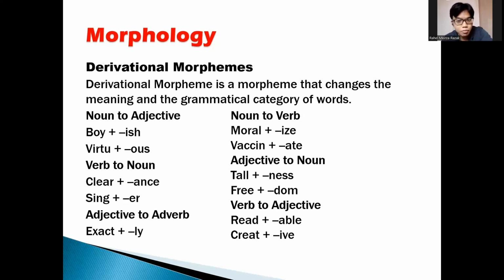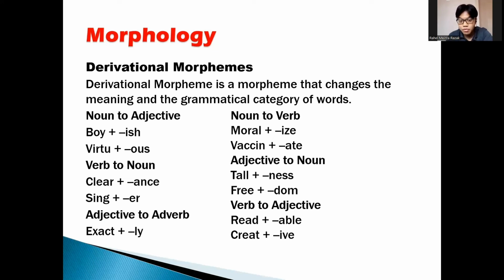Next is derivational morphemes. A derivational morpheme is a morpheme that changes the meaning and the grammatical category of words. For example, to change noun to adjective, you can use the morpheme ish or ous, like in boyish and virtuous. We can also use derivational morphemes to change verb to noun. For example, you can use the morpheme ance or er in words like clearance and singer. We can also change adjective to adverb by using the morpheme ly, for example, in the word exactly.